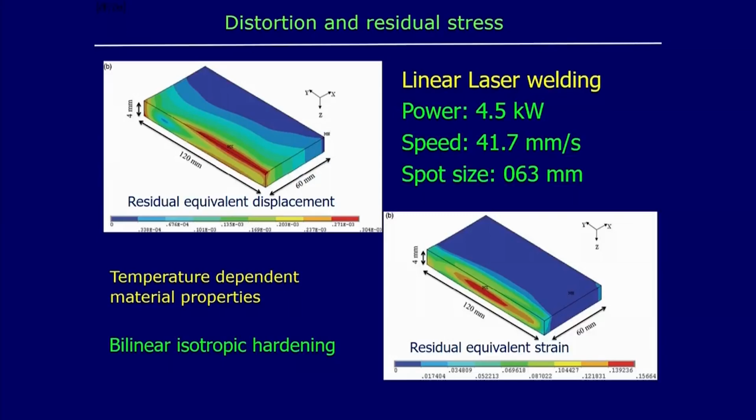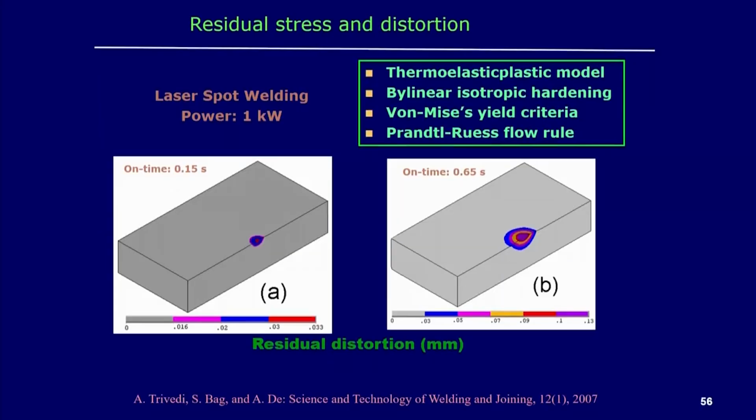That means a single value of the displacement and a single value of the strain. Here you can see the maximum strain is around 0.156, and the residual displacement we can find is around 0.3 millimeter.